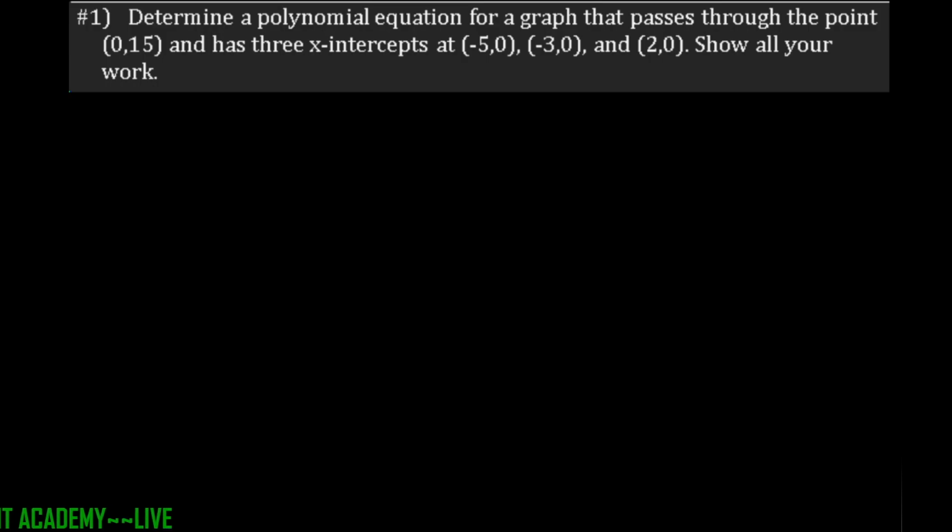So for number one, it says determine the polynomial equation for a graph that passes through the point (0, 15) and has three x-intercepts at (-5, 0), (-3, 0), and (2, 0). Show all your work, which is always what we do. So what you want to find is that general form.